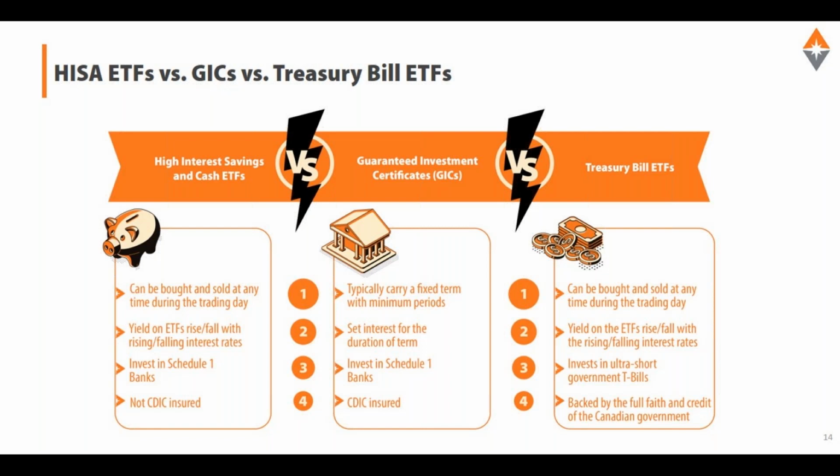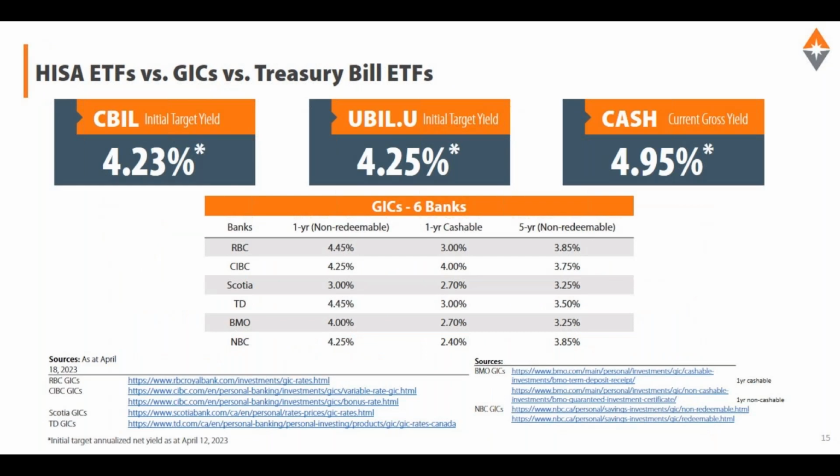So one of the things that I think has been an obstacle in some cases for the HISA ETFs is that they're not CDIC insured. But I really think that T-bill ETFs are the highest quality, and on a relative basis, even though the yield might be a little bit lower than, say, a HISA ETF, I think it would probably be quite surprising to many investors just the divergence between GIC rates and where interest rates are right now.